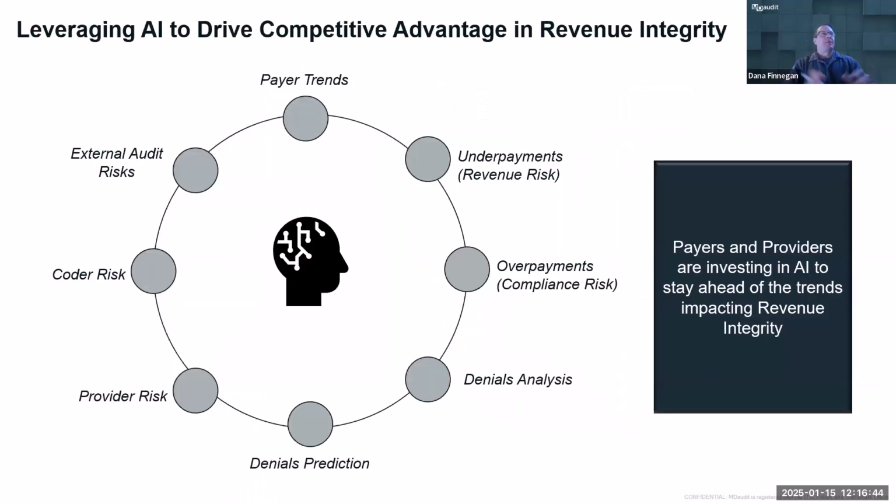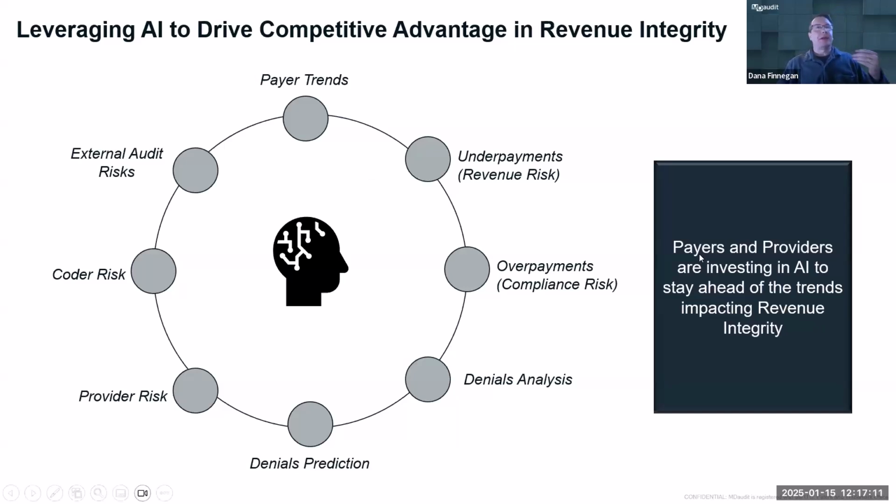The last thing I'm going to say about tech as part of your revenue integrity team is you see all of these things around the circle: underpayments, overpayments, denials analysis, external audits. A vendor should not only offer analytics, but AI as well, responsible AI, and AI where humans are always involved in the loop with governance and QAing that AI.